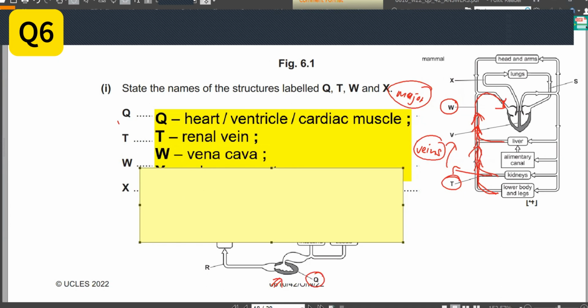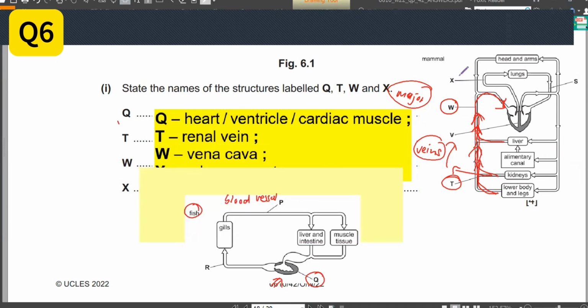Next, X. So here we are talking about when we have the deoxygenated blood coming from the different parts of the body returning back to the heart. The oxygen is already used up by the body cells, so this is deoxygenated blood. Low oxygen content blood.